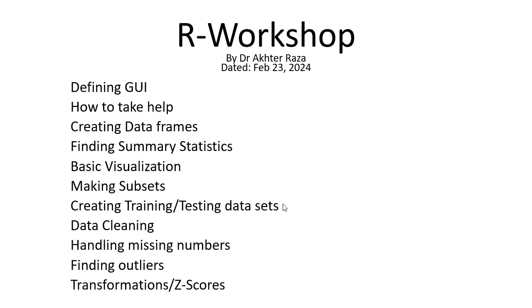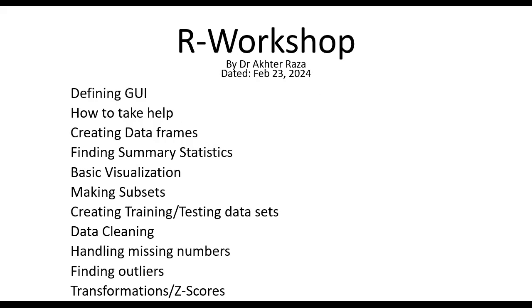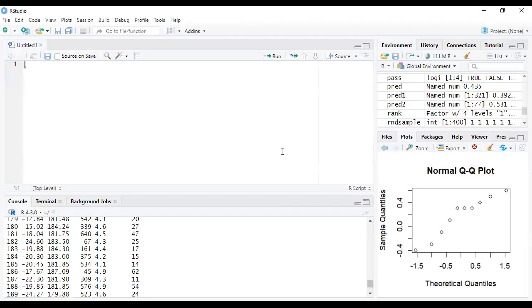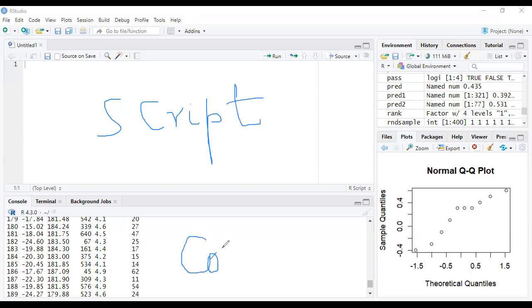We first have to describe the GUI of R, what R is. So let me share the screen of R. This is the GUI of R. This comprises 4 segments. The upper left corner is a script file. We call it a script file. So this is our script. The bottom left screen is known as the console.